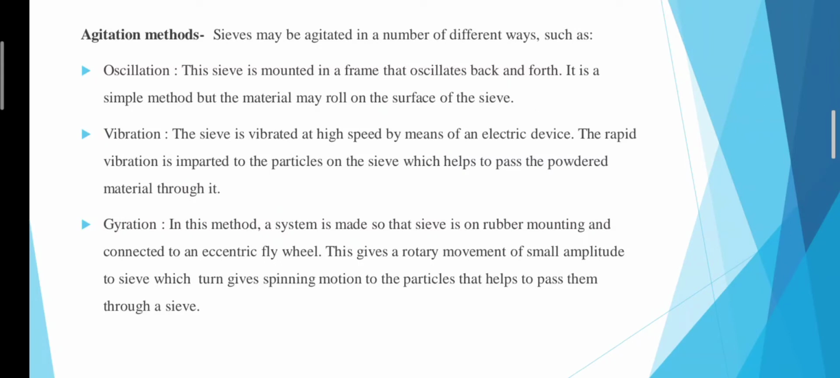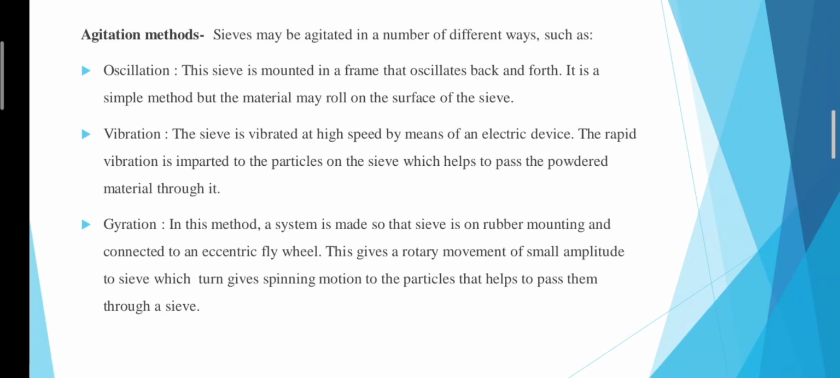These are the second agitation methods. Third, gyration. In this method, a system is made so that the sieve is on rubber mounting and connected to an eccentric flywheel. This gives a rotary movement of small amplitude to the sieve, which in turn gives spinning motion to the particles that helps to pass them through the sieve.